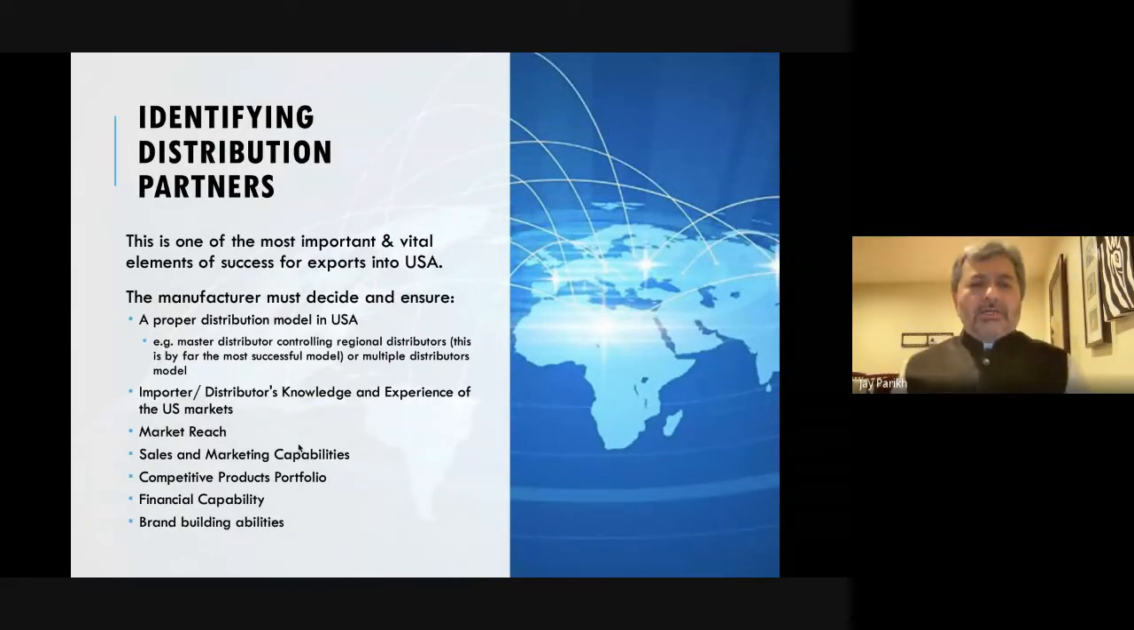Identifying the distribution partners. This is one of the most vital elements of success in the US. Because if you do not have a right distributor, a right importer, or a right model to distribute, you can definitely ruin your chances of being a good exporter, or of positioning your particular brand over here. So there are various distribution models in place. It's called a master distribution model, where there is one importer and distributor, and he will be distributing throughout the entire US.